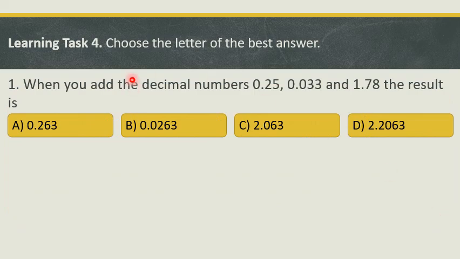So for the learning task 4, we will choose the letter of the best answer. So number 1, when you add the decimal numbers, 25 hundredths, 33 thousandths, and 1 and 78 hundredths, the result is, so addition, so i-add natin. So try nga natin i-add. So we have 0.25 and 0.033 and 1.78. So, since meron tayo ditong empty place values, lagyan natin ng 0.